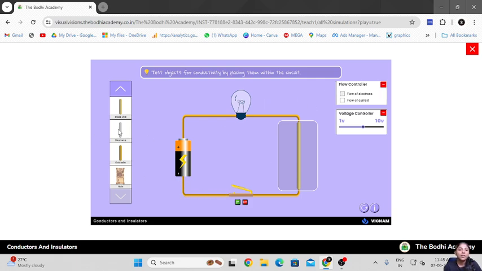Then the next we have is a steel wire. Now this is also a conductor, and it will allow the bulb to glow. So here we have the flow of current and the flow of electrons. Then another example is a gold wire. Okay, so gold is also a metal, so it can also conduct the electricity, and that is why the bulb will glow.